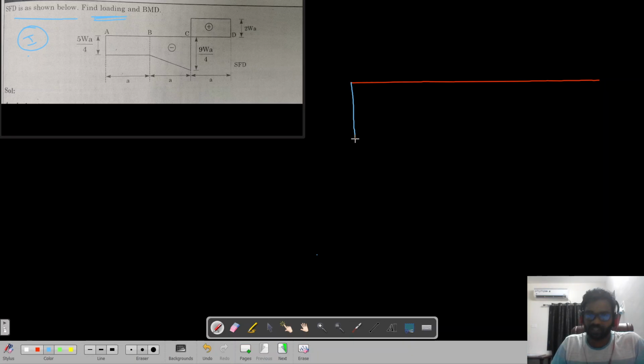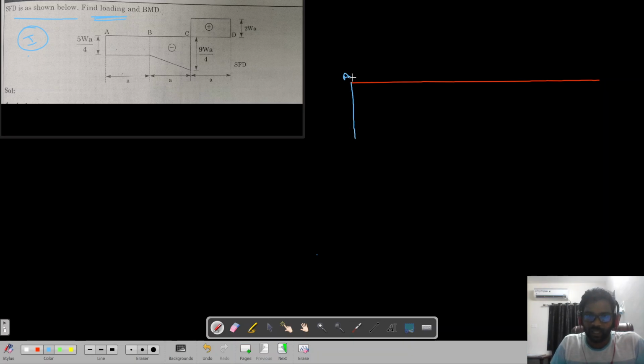अब क्वेश्चन को सॉल्व करेंगे. Here, if you draw a shear force diagram, I will draw here. So first of all, this is the shear force diagram he has given.